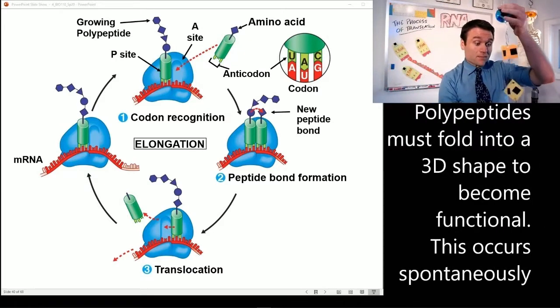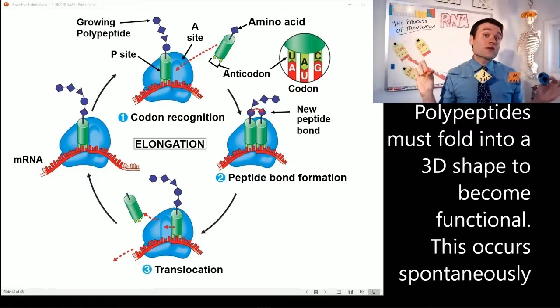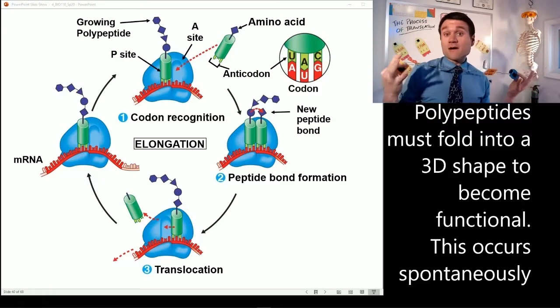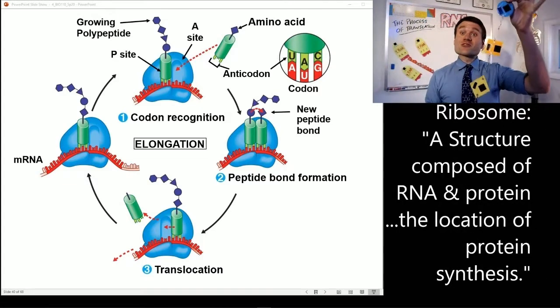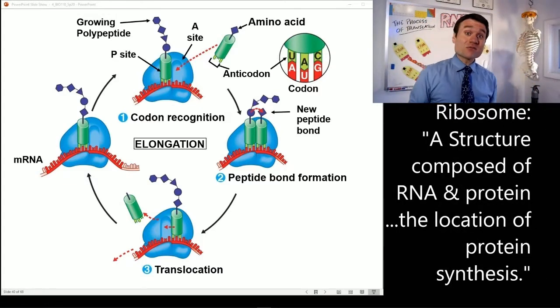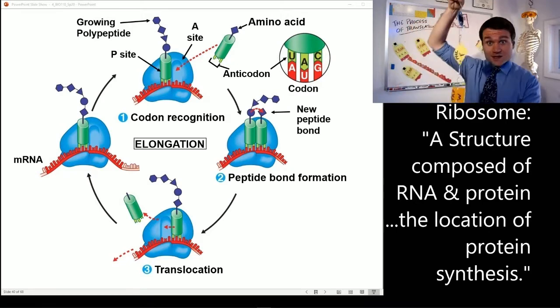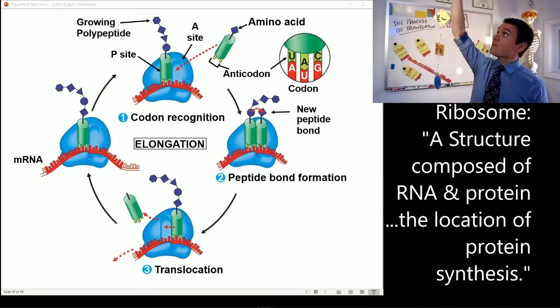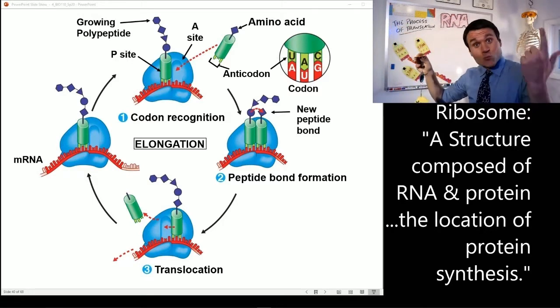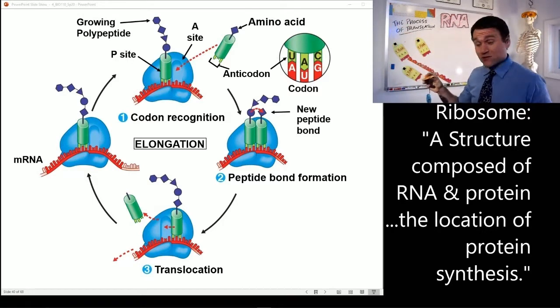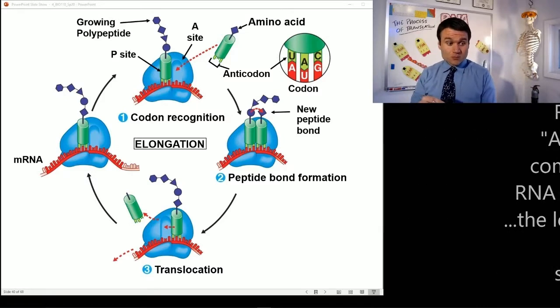And once a polypeptide has been folded into the correct three-dimensional shape, it can become a functional protein, which means that way back when we were studying cells, and I told you the job of ribosomes is to make proteins, hey, we just did it. We just accomplished that task. But it's a lot more complicated than that one-sentence definition of what a ribosome does would lead you to expect.